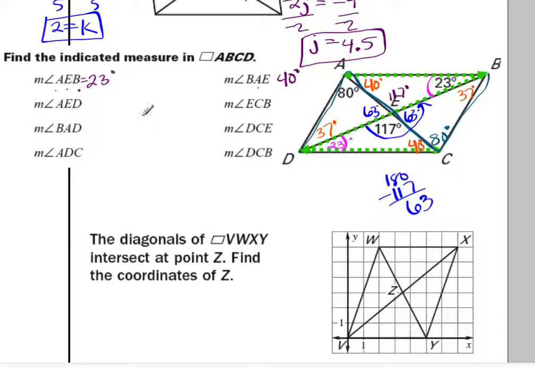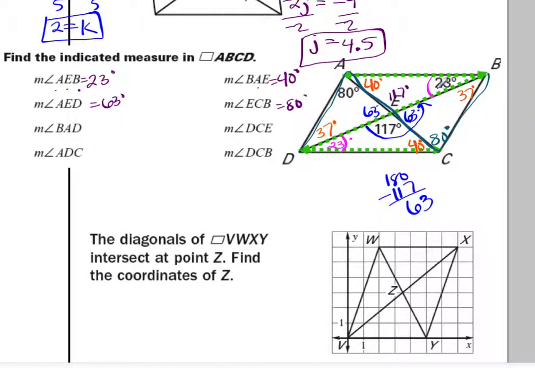So see, this one has E in the middle, so it's going to be in the middle, but there's 4 angles there, so we've got to look. A, E, D. Start at A, go to E, go to D. That's a 63-degree angle. E, C, B. Start at E, go to C, go to B. That's surrounding the 80-degree angle.